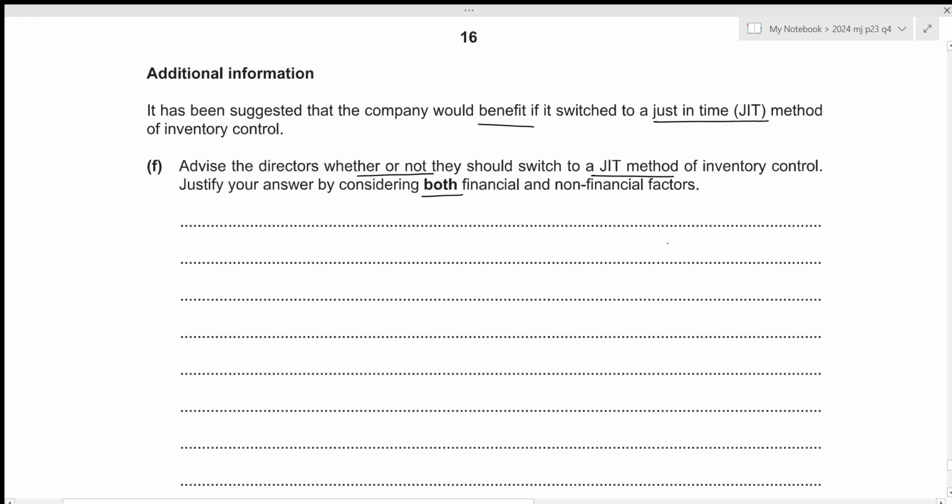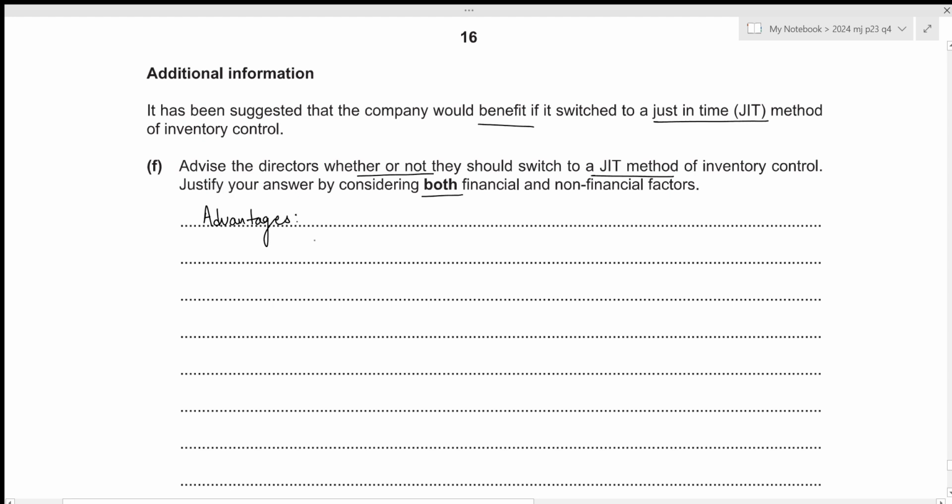Okay. So this is of 7 marks, which means that 1 mark will be reserved for our decision. 3 marks will be for the JIT method of inventory control and 3 will be for against the JIT method of inventory control. So we can just categorize it as advantages and disadvantages. Let's start with the advantages first.